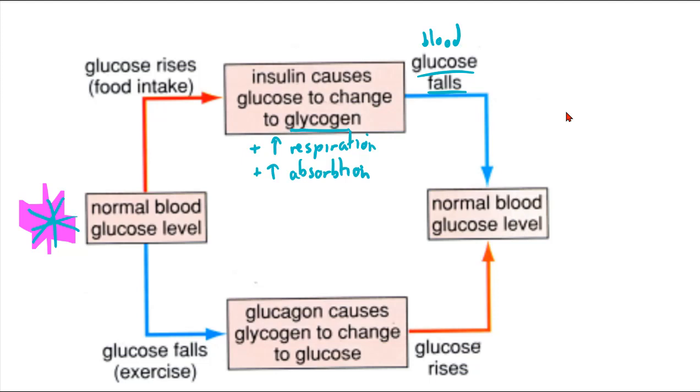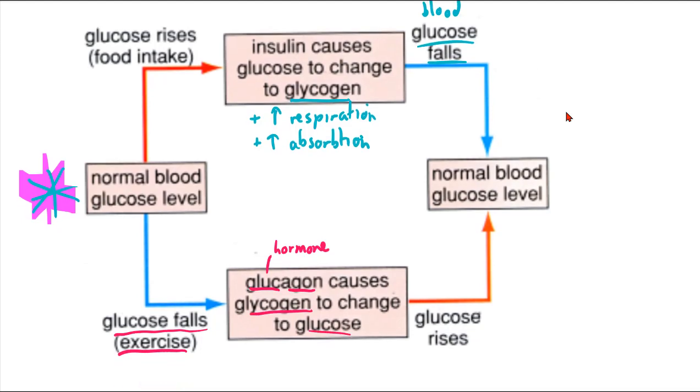Now, there is another example of that. This time, blood glucose levels can actually decrease. Now, that will happen during exercise. This time, a different hormone, glucagon, causes the glycogen to change to glucose. So, glucagon causes the glycogen to change to glucose. So, in this case, that long molecule gets broken up into little bits of glucose. So the blood glucose increases and we return to normal.